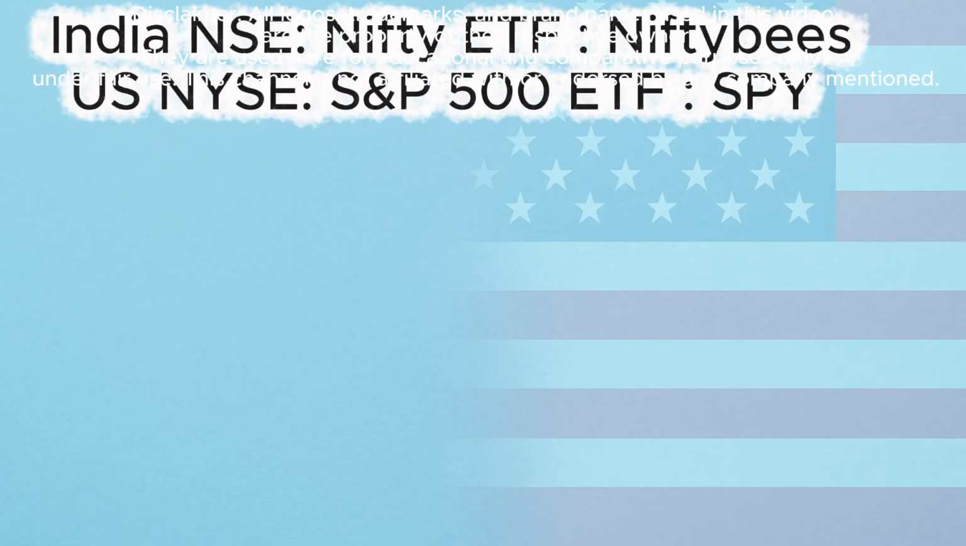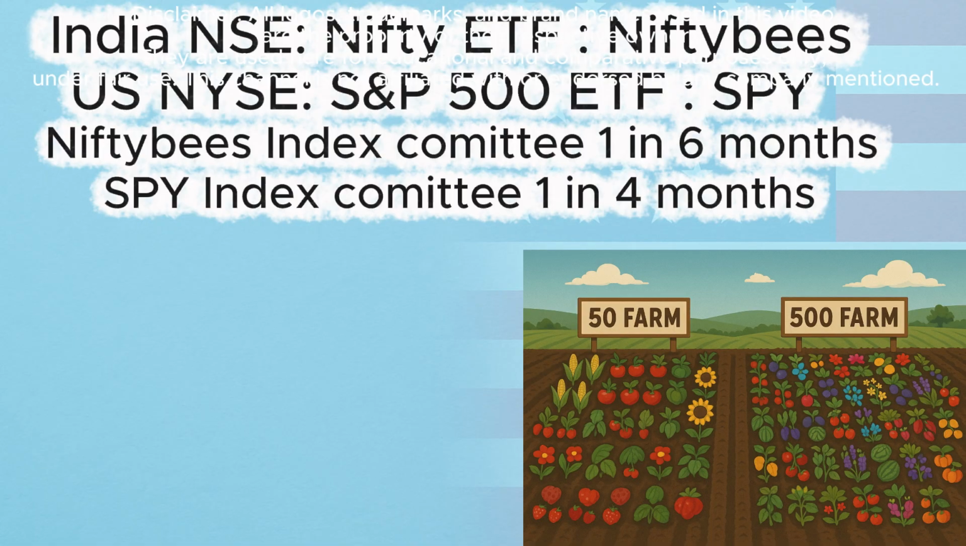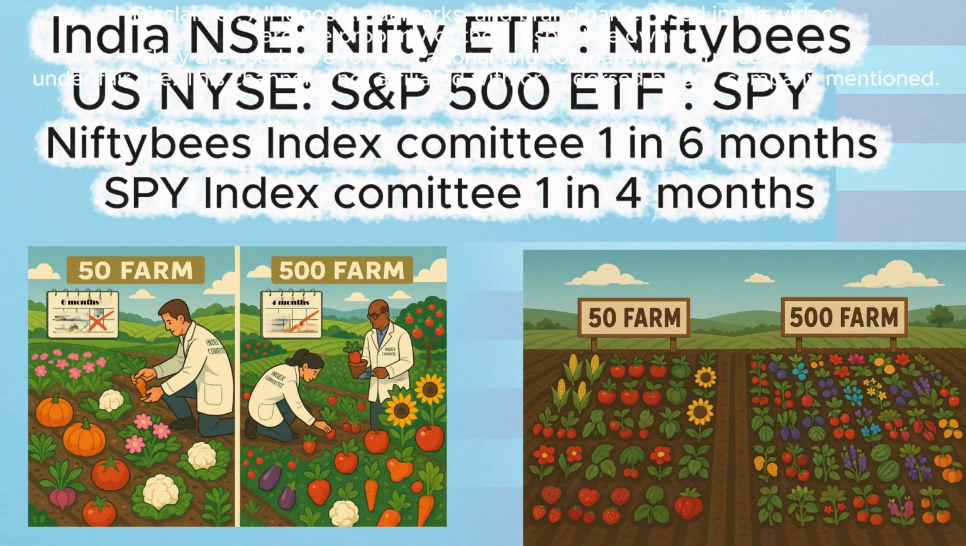Some trees may stop bearing fruit, others become diseased, new ones get planted. Every season, maybe quarterly or half yearly, you have the gardener, which is the index committee, who reviews the orchard and replaces the weak trees with healthier varieties. In the National Stock Exchange, this season happens every half yearly. And in the New York Stock Exchange, for the SPY ETF, it happens every quarter. This is called the index rebalancing principle.